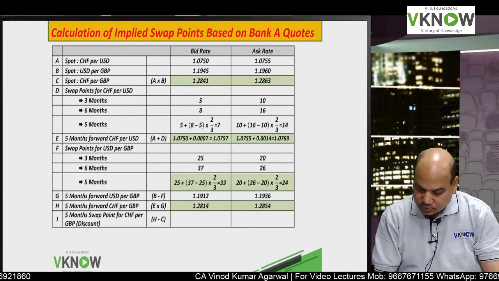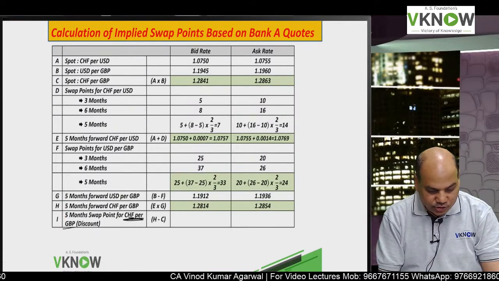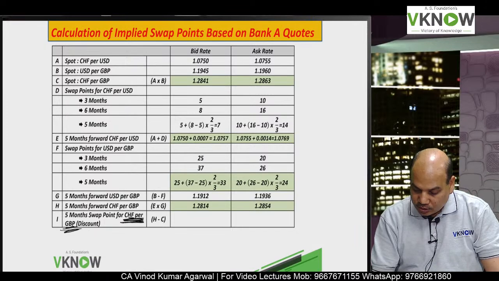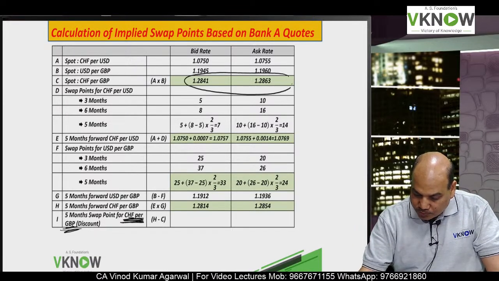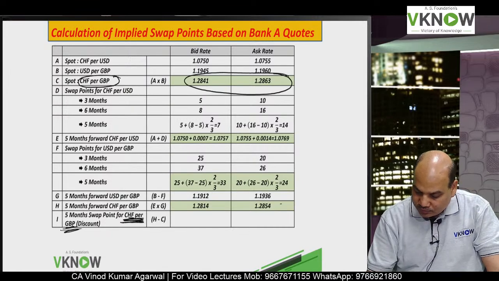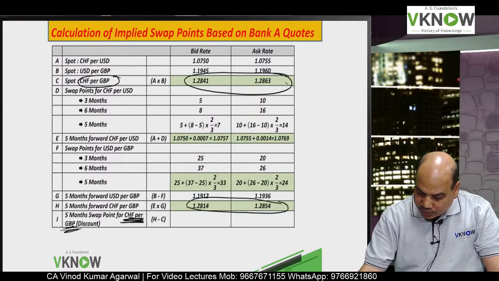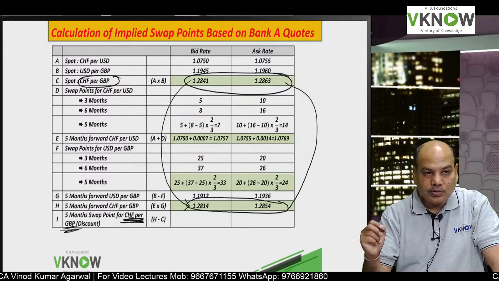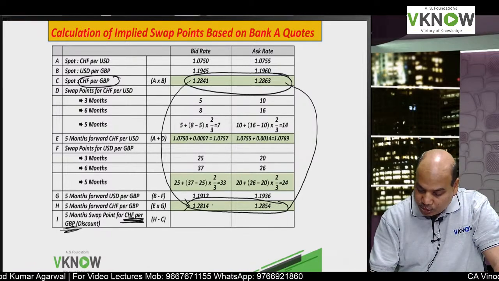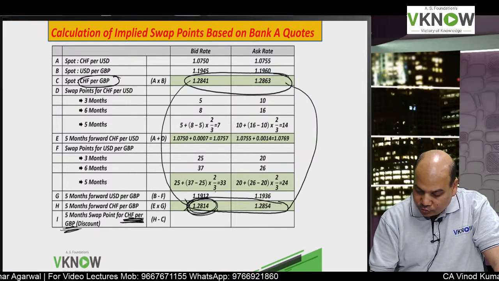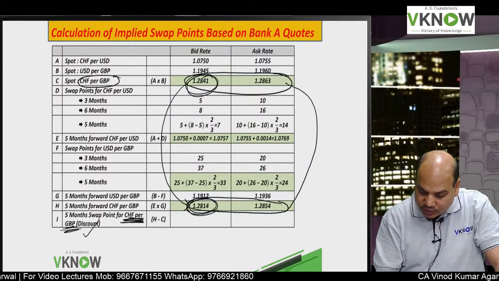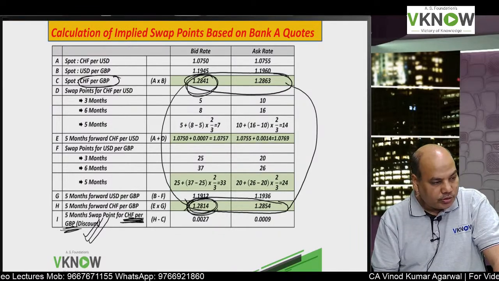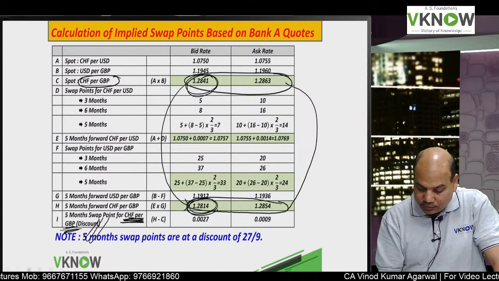Now what are the swap points? 5 month swap points for CHF per GBP. So this is spot CHF per GBP. This is the 5 month forward rate. Compare these two. The difference is the premium or discount point. Because the forward rate is lower than the spot rate, it is at a discount. So take the difference, 0.0027, 0.0009, and the answer is the last line.